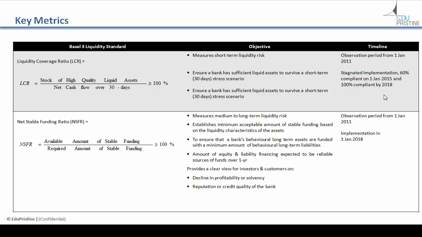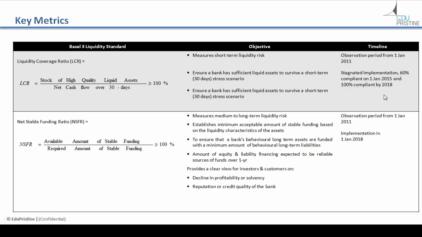So NSFR establishes a minimum acceptable amount of stable funding based on certain characteristics of the liquid assets. Again, this is to ensure that banks' long-term assets are funded with a minimum amount of behavioral long-term liabilities. So what we're basically saying is that any bank that funds long-term assets needs to ensure that they have good, stable funding to fund those assets.